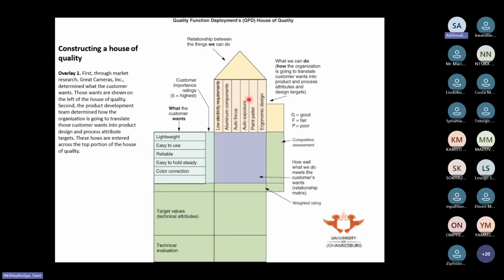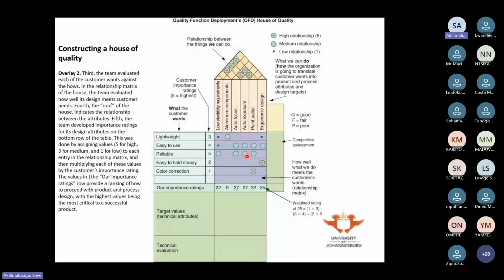Now, once that is done, you will now move to the roof here. So the roof here is going to provide the different relationship levels, right, amongst these elements here. This is where the relationships amongst the elements are established. So on the next slide here, obviously we still have the customer wants. Here you have the house, so the product attribute.